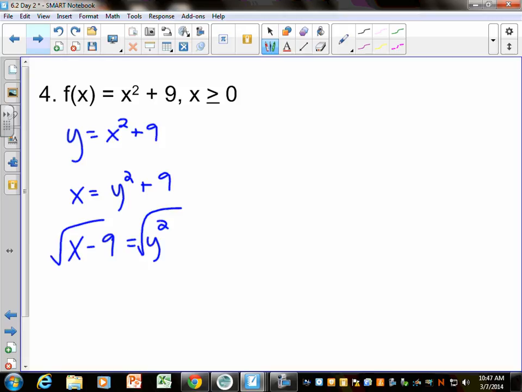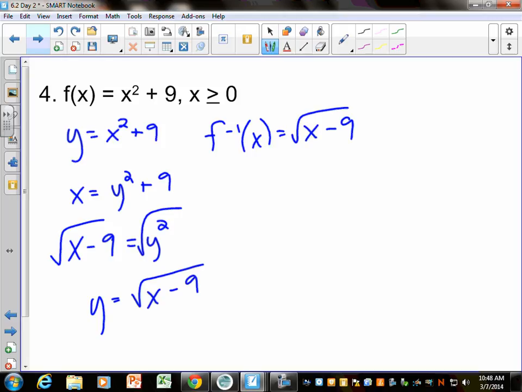Normally, when we square root both sides of an equation, we have to put plus or minus. But because they're telling us that we're only doing greater than or equal to 0, we're only going to take the plus side of that. So that's why we're going to say that our inverse is just the positive square root of x minus 9. That's how you get something that doesn't pass the horizontal line test to have an inverse. So I would say that the inverse is the square root of x minus 9.